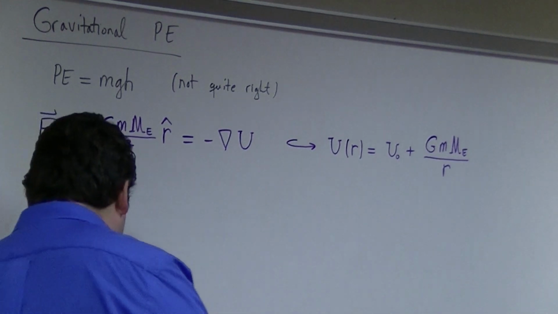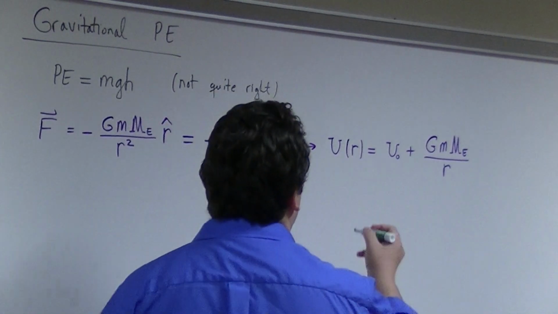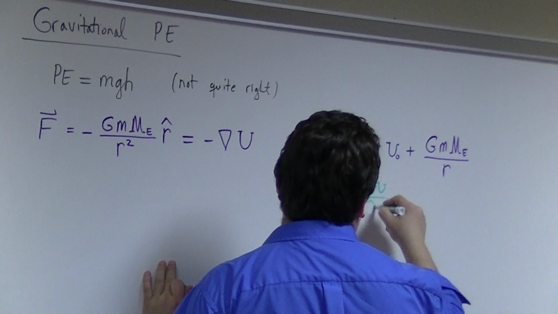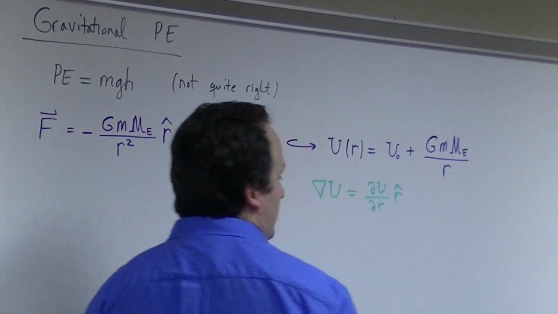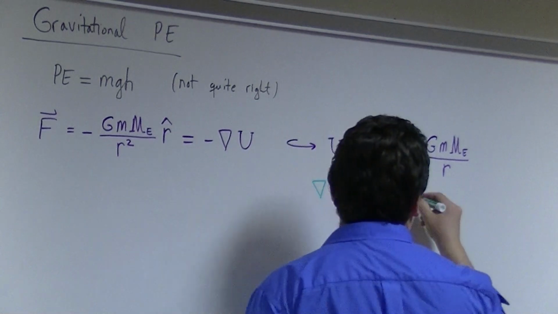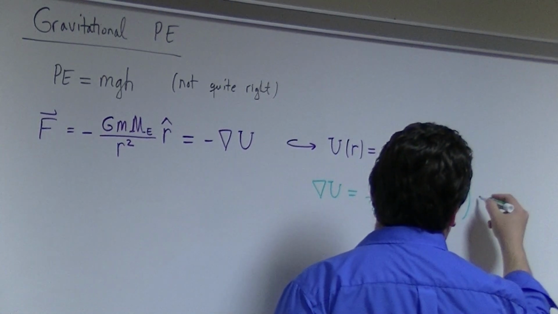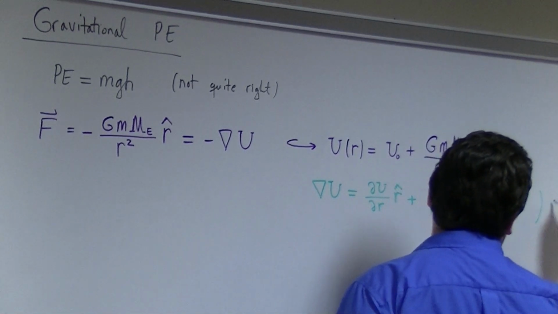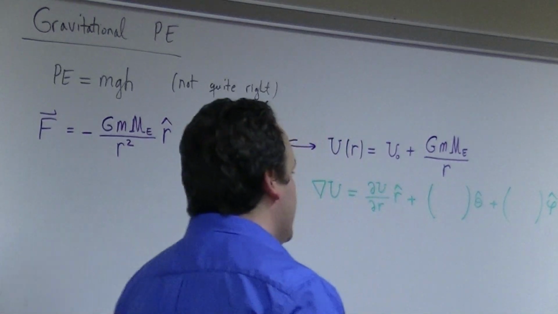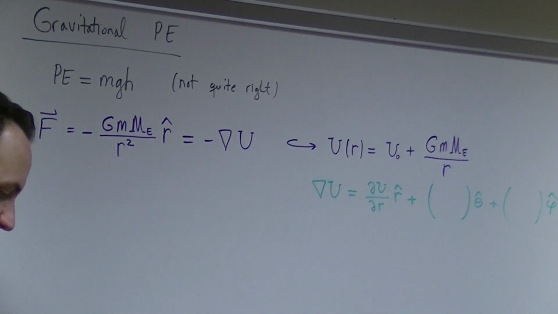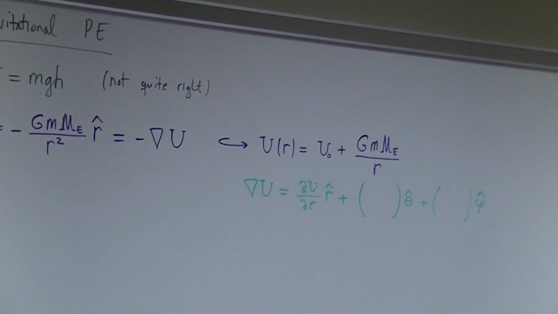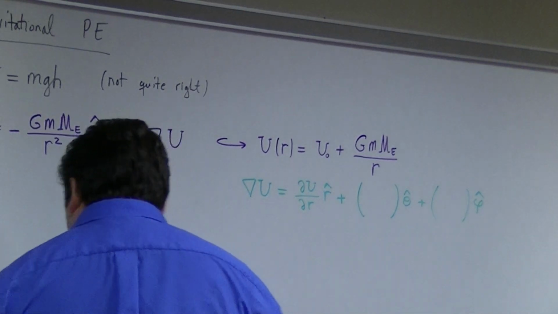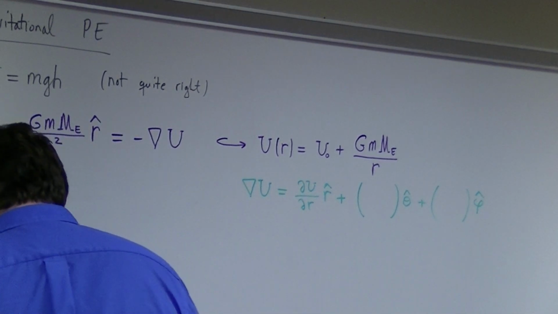Just to check me mathematically, what do you have to do? You have to take the gradient. The gradient of U is going to be partial U, partial r, r hat, plus stuff theta hat, plus other stuff phi hat. You can try to fill in those parentheses with your standard calculus book. You will fail, because for some reason, we as a mathematical community don't think that you need to know that in your Calc 3 class.